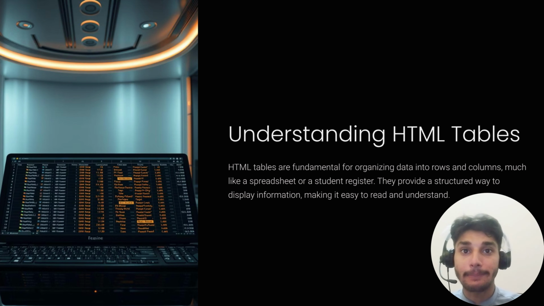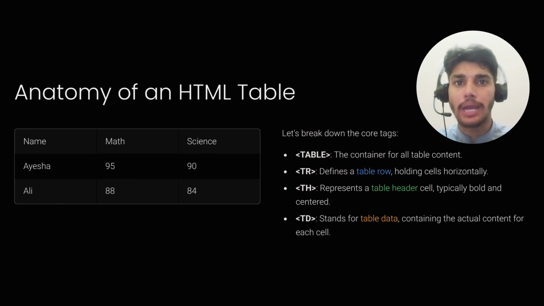We use the table tag to start a table, and inside it we define rows using tr, headers using th, and the regular data cell using td. Let's look at a basic example of an HTML table showing student marks.